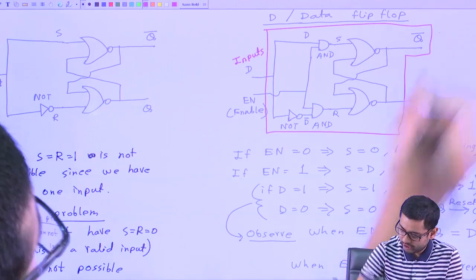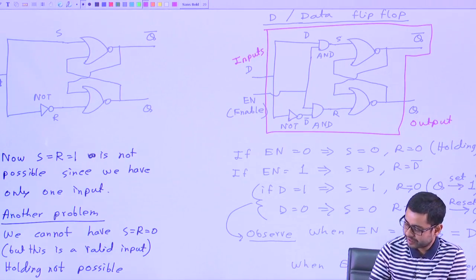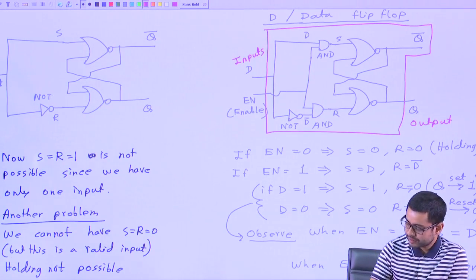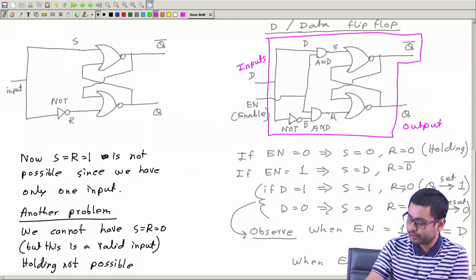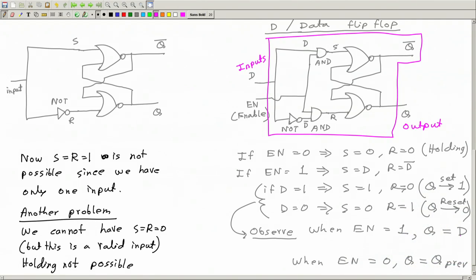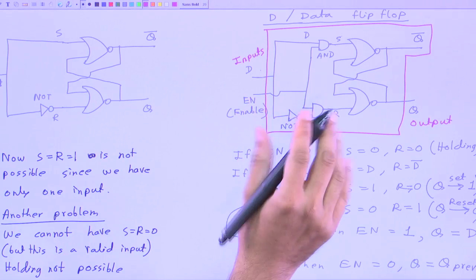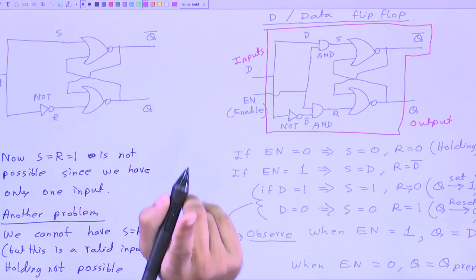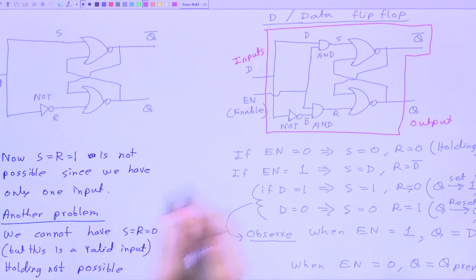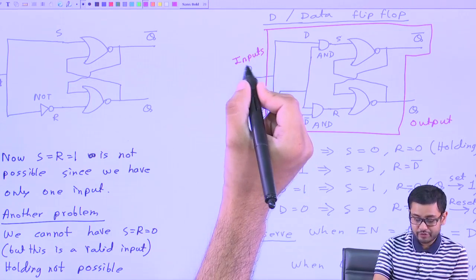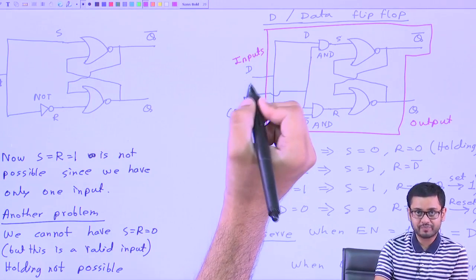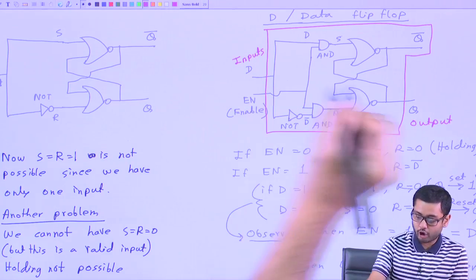let me write, oh, it's already here. If you make enable 1, then output will become equal to input, and if enable is 0, then no matter whatever the value of input data is, output is not going to change. So, this is called a data flip flop because it can store one bit of data. How? By giving a number 1 or 0 here, we can get that number copied at the output.